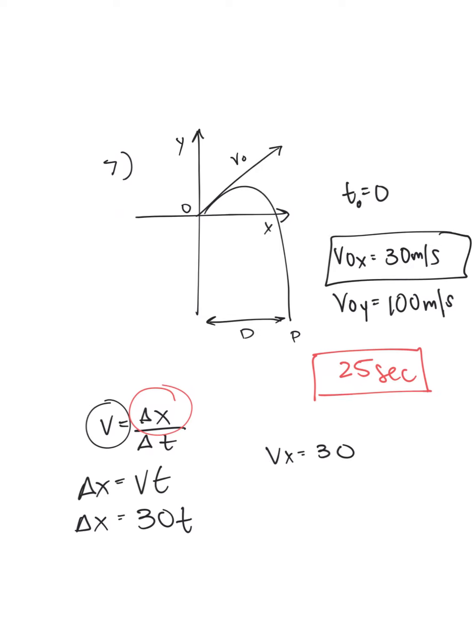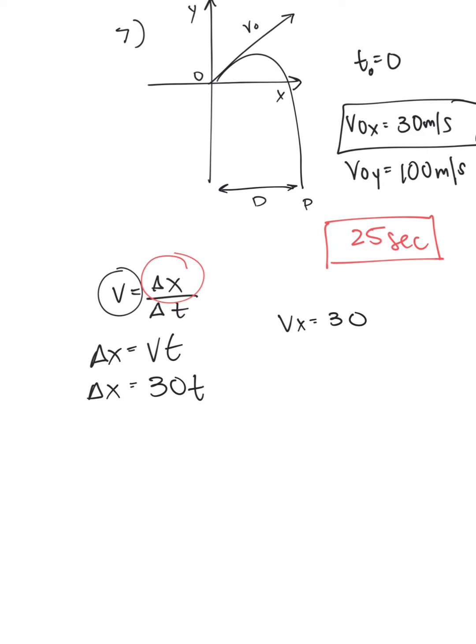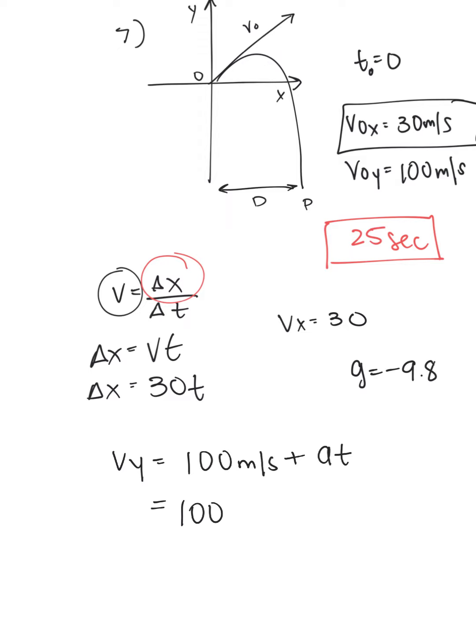However, the Vy is changing. Vy is 100 meters per second plus the acceleration times time. We know that gravity equals negative 9.8. So we can plug in 100 meters per second plus negative 9.8 times t.